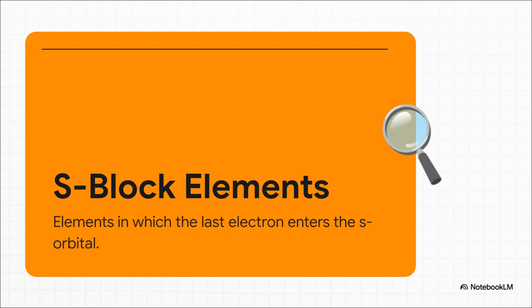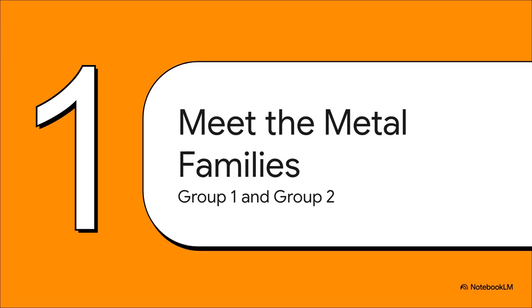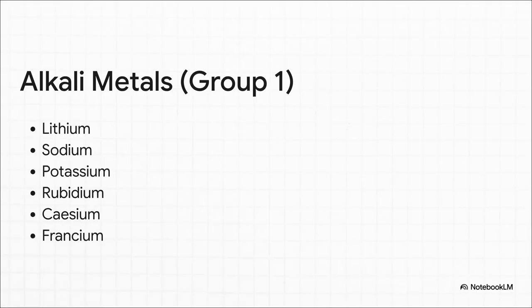Now, the technical definition is that their last electron enters something called the s orbital. But what's really important for us is that this one little detail gives them a very distinct personality, and it makes them the stars of our story today. So these s-block elements are organized into two groups, and they live right next door to each other on the periodic table. The best way to think about them is as two closely related but very different families, Group 1 and Group 2. So let's meet Group 1, the alkali metals.